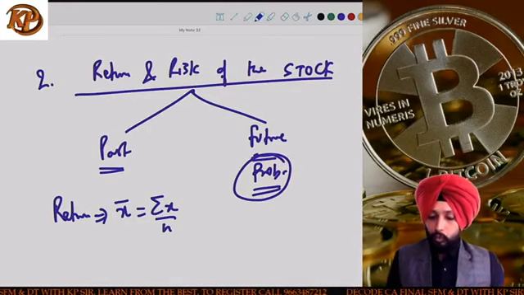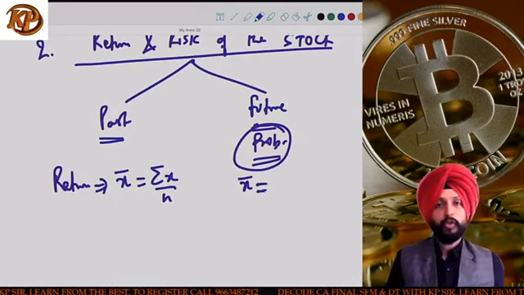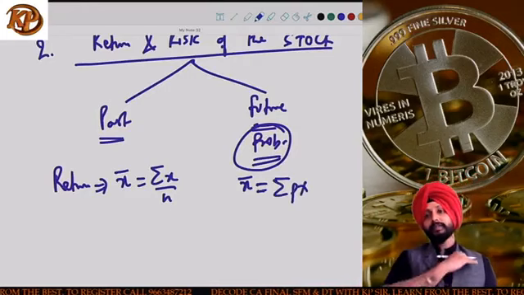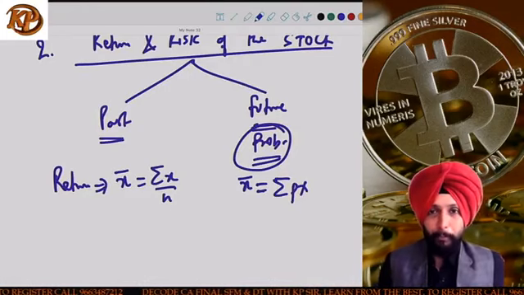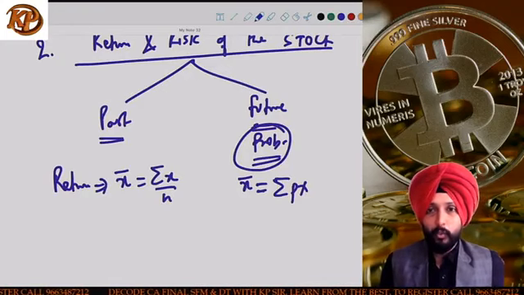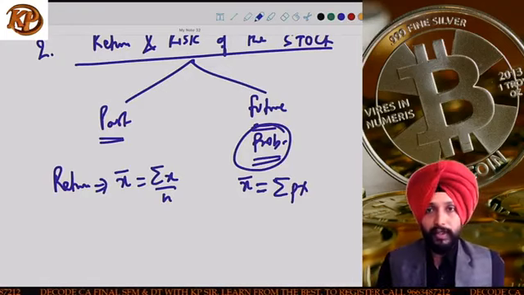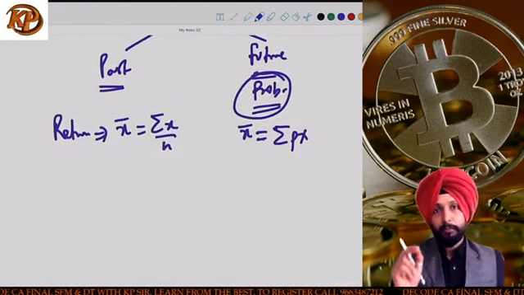What about future data, how do we do it? Whenever probability distribution is given, we use one simple formula, and this formula remains same throughout your SFM, which is summation px. P is the probability, x is the expected value. You do the sum total of that, summation px, and you get the answer. This is return computation in case of past and future data.